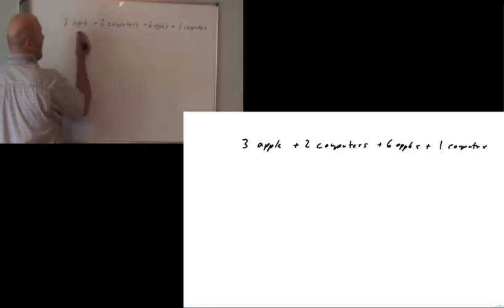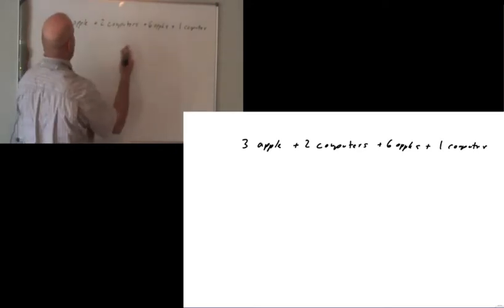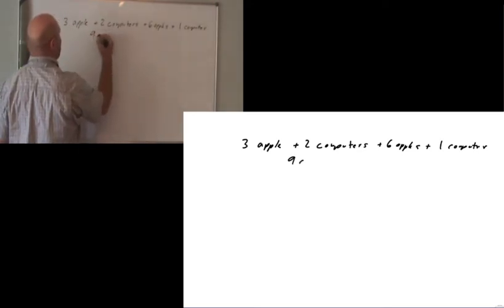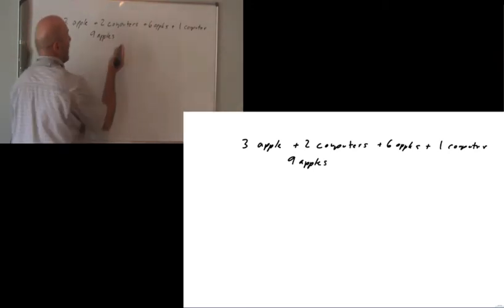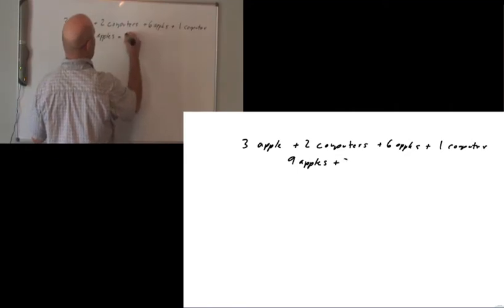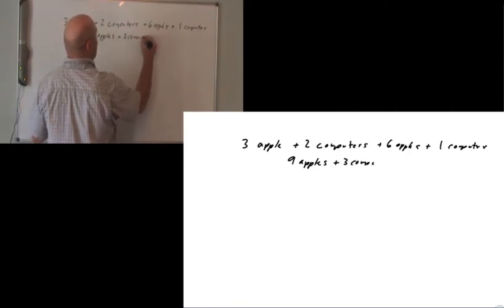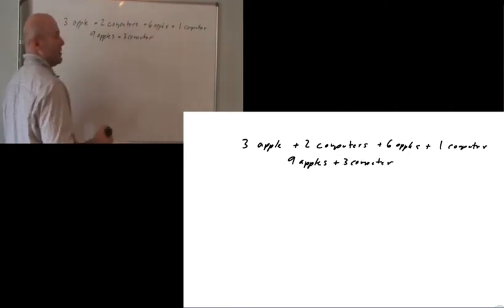So I take the things that are alike. I have 3 apples. I add together 6 apples. That means I have a total of 9 apples. I didn't use oranges here on purpose because it's fruit. We're going to stay specifically with what we've got. 2 computers plus 1 computer means I have 3 computers. All right. Let's give you another situation.